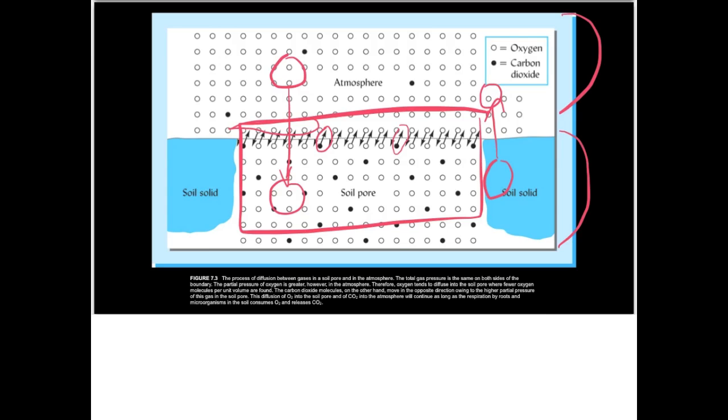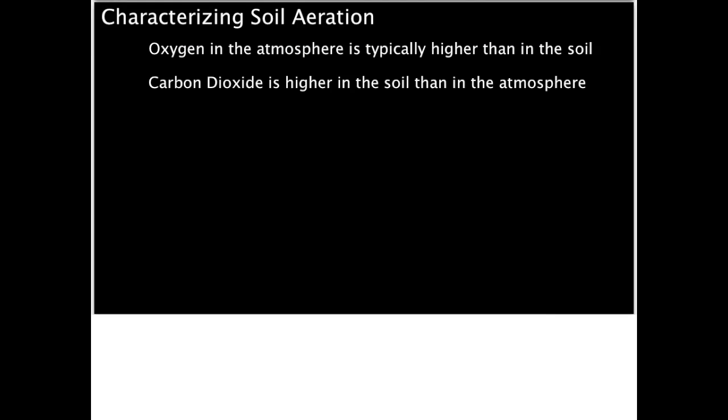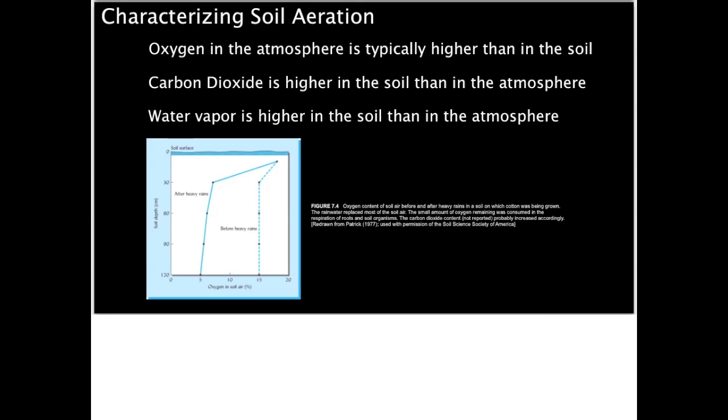So again, this is just talking through some of the stuff we just saw. Oxygen in the atmosphere, in the free air, or air above the soil, is higher than in the soil. Carbon dioxide is higher in the soil than it is in the atmosphere. Water vapor, so just water as gas, is typically higher in the soil than it is in the air.